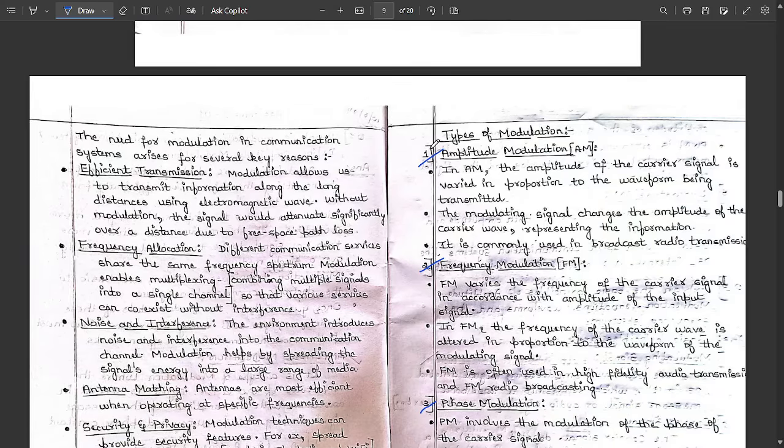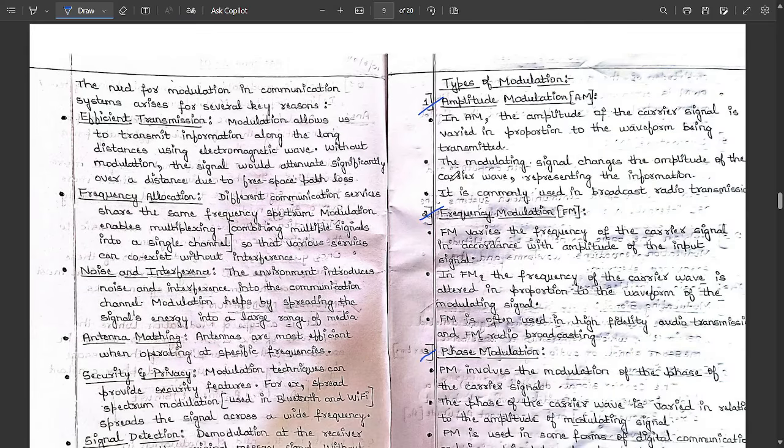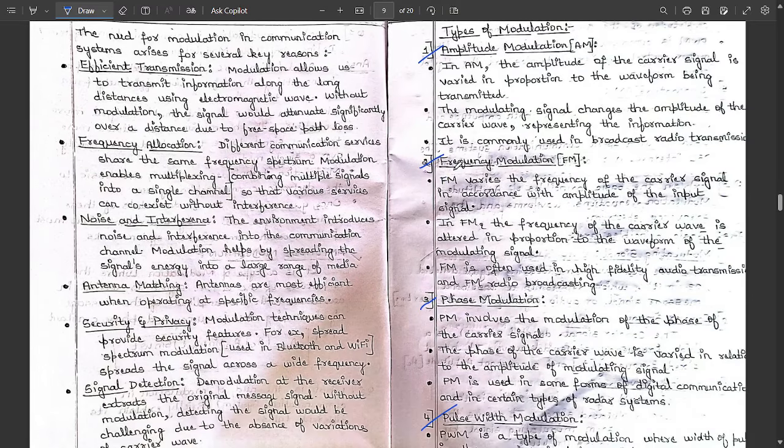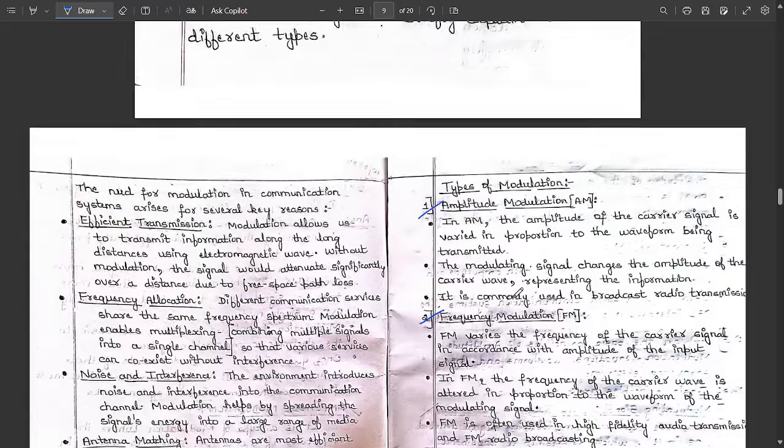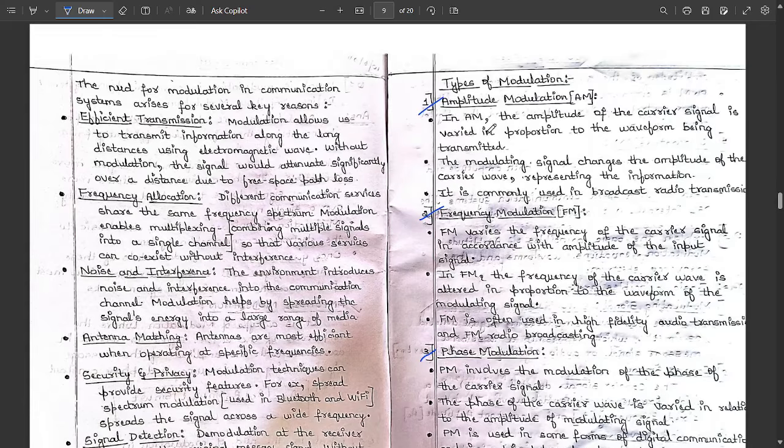Explain the types of modulation. One is amplitude modulation, its definition along with a few properties and applications. Frequency modulation, one definition, one property, and one application about where it is used. Phase modulation, definition, property, and one of the applications about where it is used. And pulse width modulation also the same thing. So this is one more important question related to types of modulation. You can note it down.